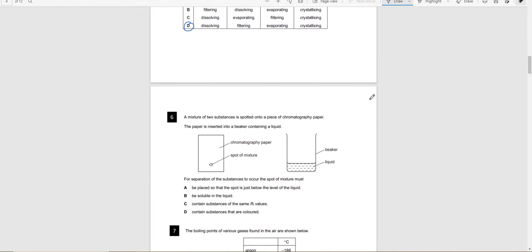Question number 6. A mixture of 2 substances is spotted onto a piece of chromatography paper. The paper is inserted into the beaker containing a liquid. For separation of substances to occur, the spot of mixture must be placed just below the level of liquid. No, it must be above the level of liquid. Okay, so it should be soluble in the liquid. That's true, because chromatography's principle hinges on the solubilities of the colored substances in the mixtures.